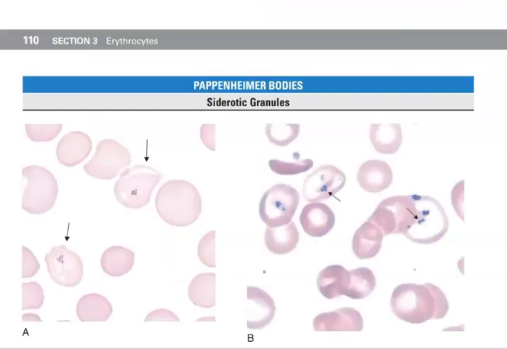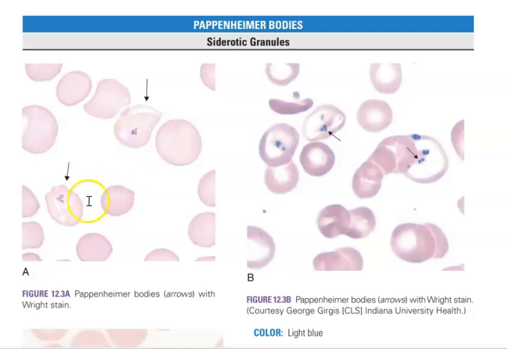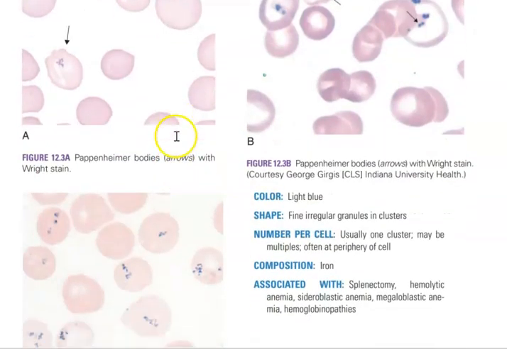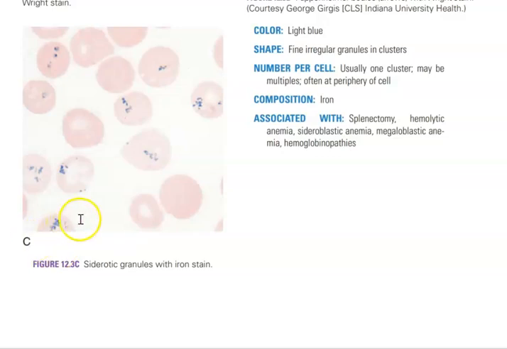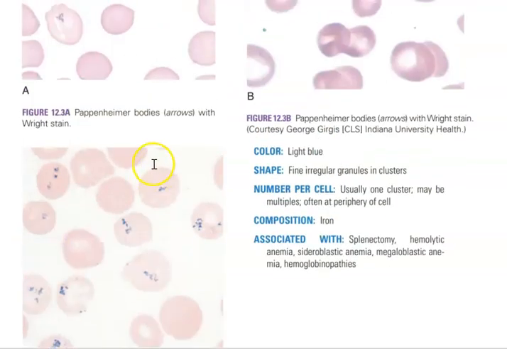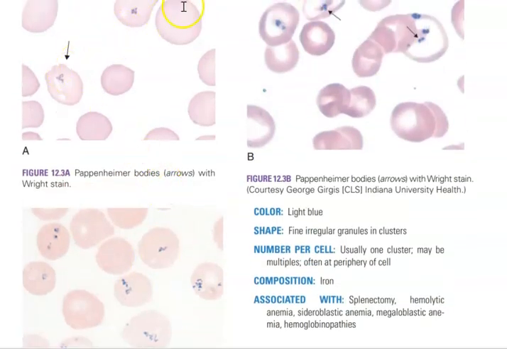On page 110 in your atlas, we're going to look at Pappenheimer bodies. These are also known as siderotic granules, so sometimes you'll hear those terms used interchangeably. And those are little bundles or clumps in your red blood cells, and you see some examples here on figures A and B. And on figure C, they're referring to it as the siderotic granules. But these are usually light blue in color, and the composition of your Pappenheimer bodies is iron. So these guys are made up of iron.